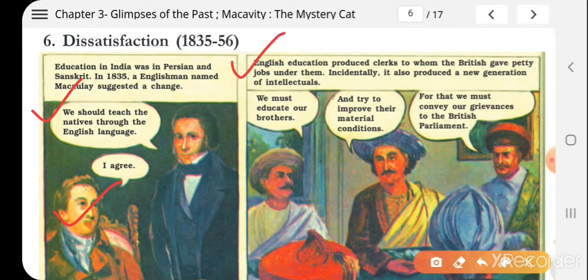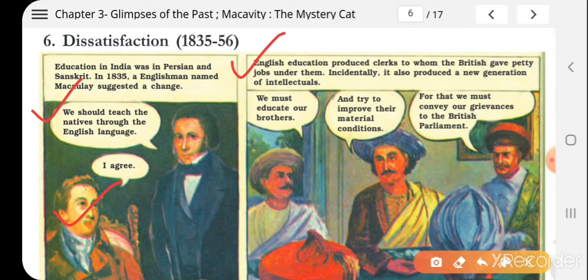So English education produced clerks to whom the British gave petty jobs under them. So when they applied English language in education system of India, English education produced clerks. जो English पढ़ते थे लोग, means now they were able to speak in English. So they became clerks. And Britishers gave them petty jobs, means low jobs, okay, under them. Incidentally, it also produced a new generation of intellectuals.